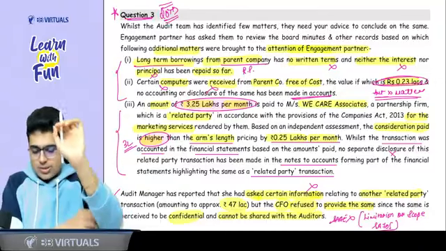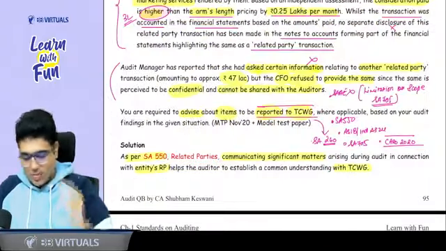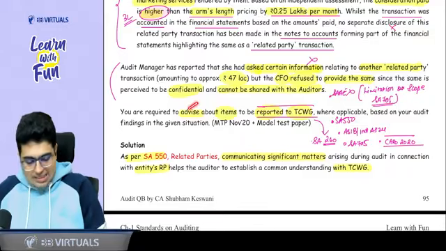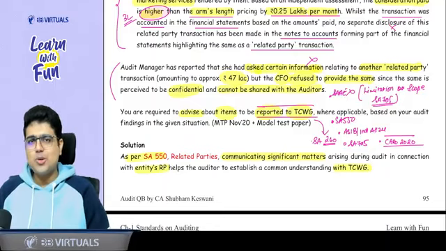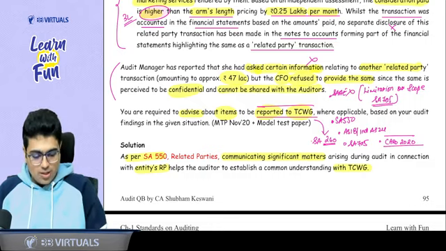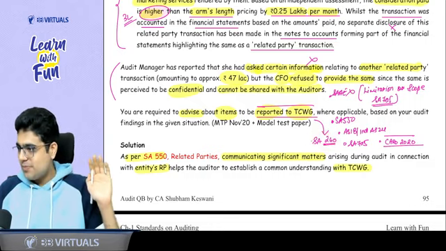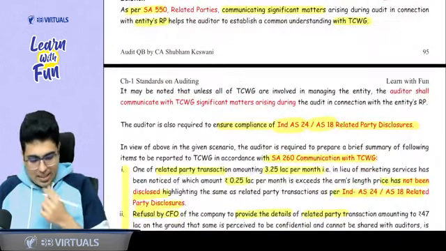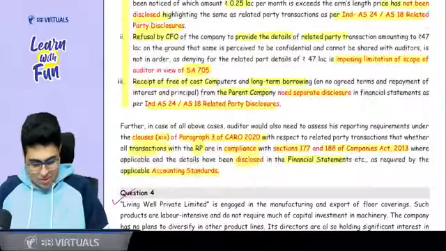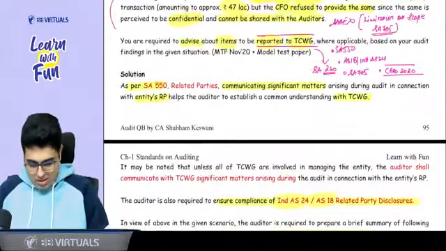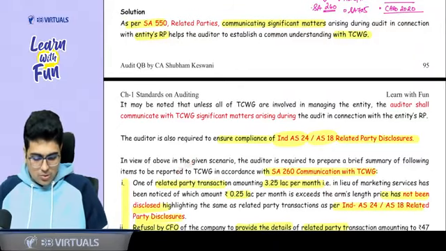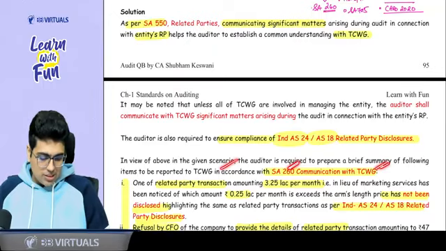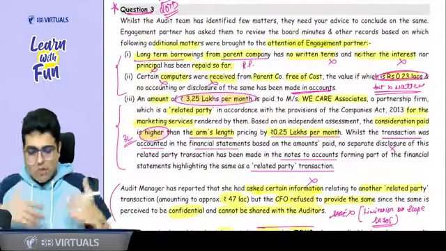See, what does this question say? Read the last line, requirement of question. Advise the items to be reported to TCWG. So which standard talks about communication with TCWG or reporting to TCWG? SA 260. So first of all, you will quote SA 260. Okay? They have also done this in their answer. Communicate the items to TCWG as per SA 260, communication with TCWG. Now, sir, what are the matters?